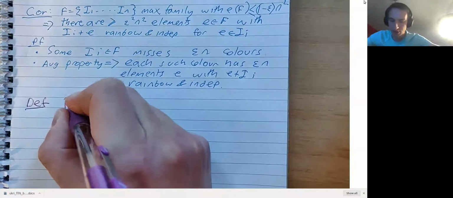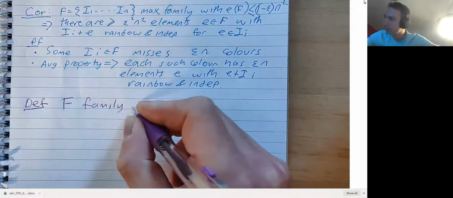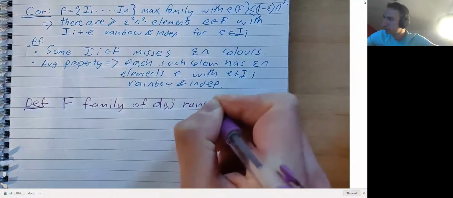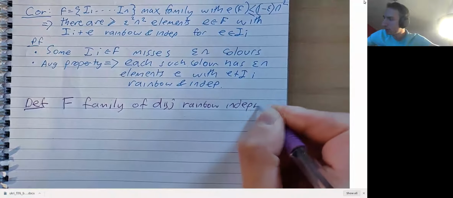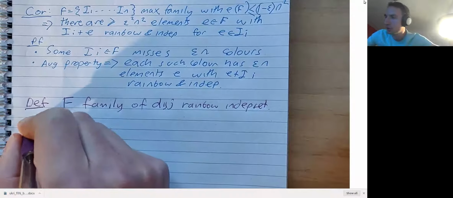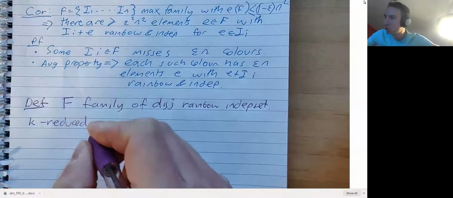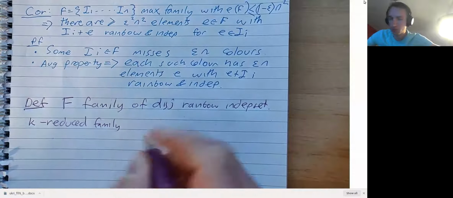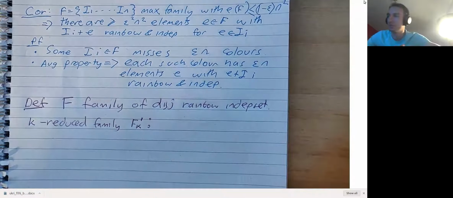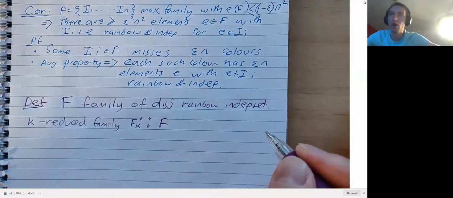The definition is, you have a family of disjoint rainbow independent sets. And the definition will be an operation which you perform on this family, which I call K-reduction. So we define a K-reduced family, which I denote as F subscript K prime. So this will be a new family, which you get. And how you get it is you start with the family F, and you delete.